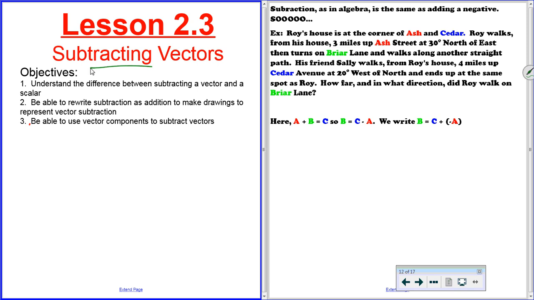So the objectives are basically the same as they were for addition. You need to make sure you understand that subtracting vectors is not the same as subtracting scalars. Here's the one that's probably new. You need to make sure that you understand how to draw subtraction problems. And the most common way of doing that is to draw the subtraction problem as addition. All right. And then ultimately your major goal is to be able to use vector components to subtract vectors, just like last time.